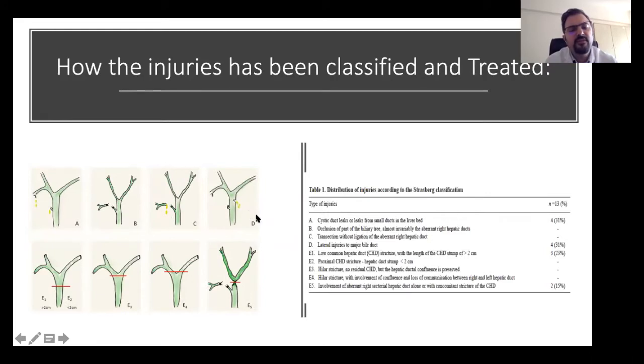I saw a lot of these with junior surgeons because they thought it was a cystic duct, but then they realized that it's a common hepatic duct, and they injure it. And E is the circumferential lesions, where you have to check for enough stump in the common hepatic duct to manage the patient.